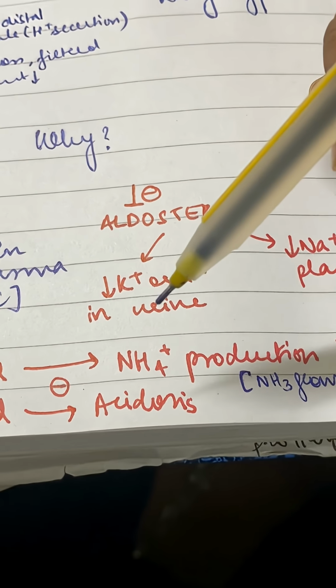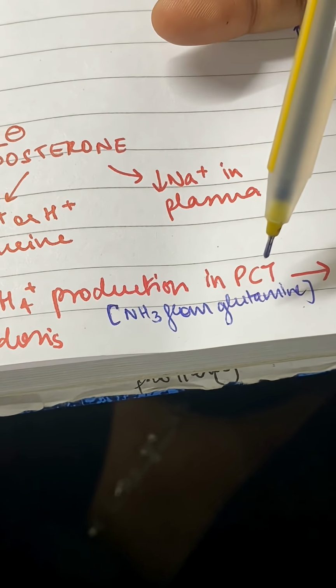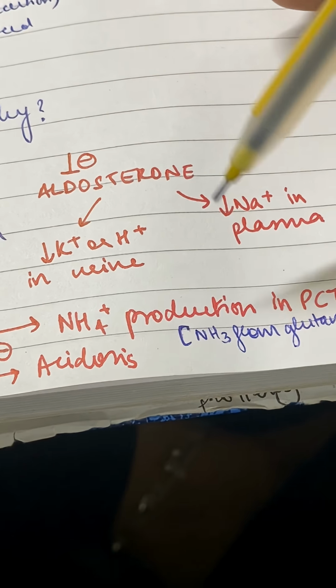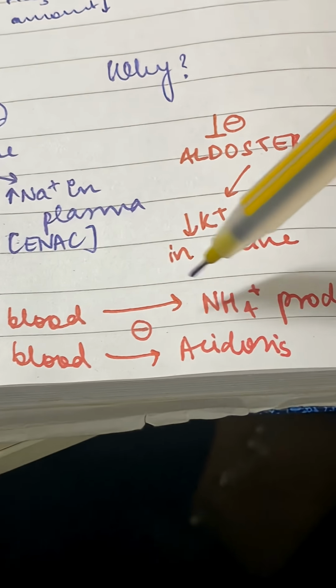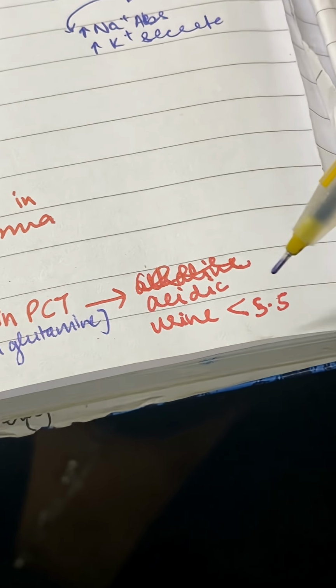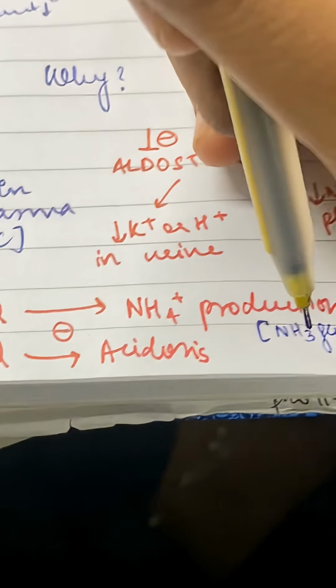So potassium inhibits the production of ammonia from glutamine in the PCT. This ammonia in the PCT combines with hydrogen ion and is excreted in the urine as ammonium ion. Now, since this process is not happening, the urine becomes acidic. I told you they go hand in hand, so there's increased hydrogen in the blood and that causes the acidosis.